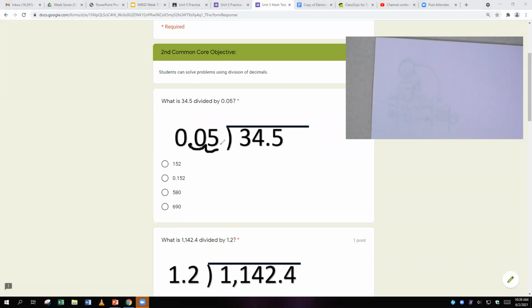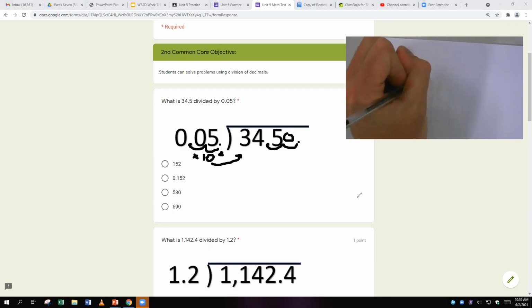How do you make 5 a whole number? By getting the decimal on the other side of it. But in order to do that, it took me moving it 2 spots over. So therefore, I have to also move this one 2 spots over. So now I have 3,450 divided by 5.